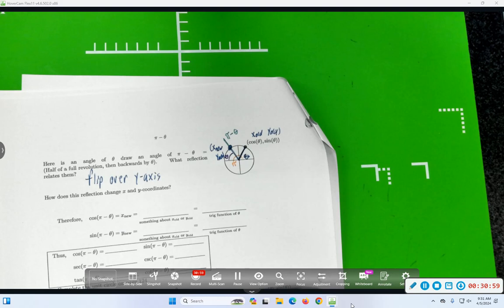All right, and same analysis. How does that change the x, y coordinates? Or possibly just look at that picture. X new, y new, how do they relate to x old, y old? X new is negative x old.